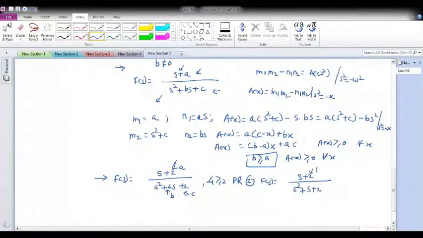Then second example, if my f of s is s plus 2 over s square plus s plus 2. So here what is b? b is 2. Sorry, this is a, this is not b. This is a and b is 1. So b is not greater than a, that's why it is not PR.